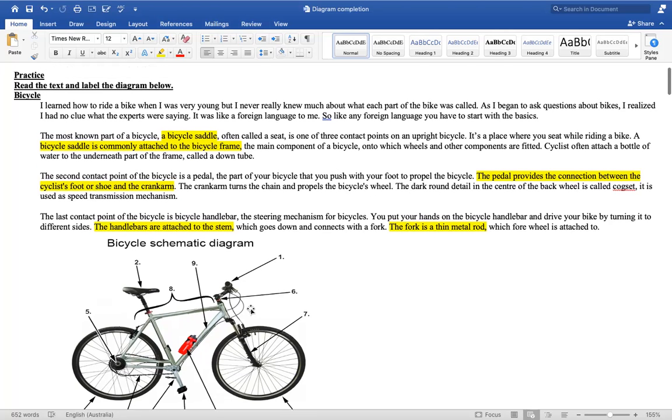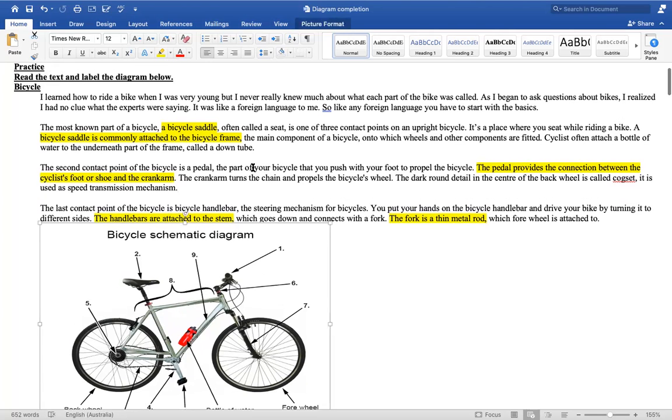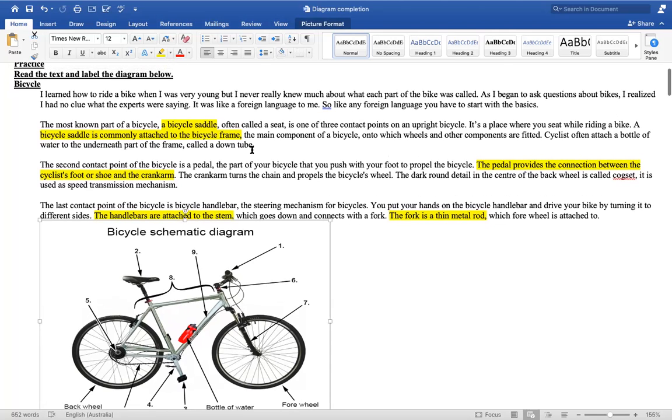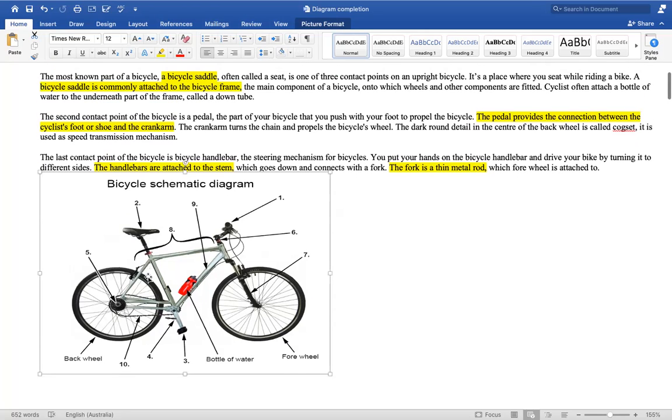Okay, so 6. What is 6? Steering mechanism. See, the handlebar is connected to something. The handlebar is attached to the stem, so I thought 6 is a stem. Stem, yes. The handlebar is attached to the stem, which goes down and connects with the fork. Then that is 6.